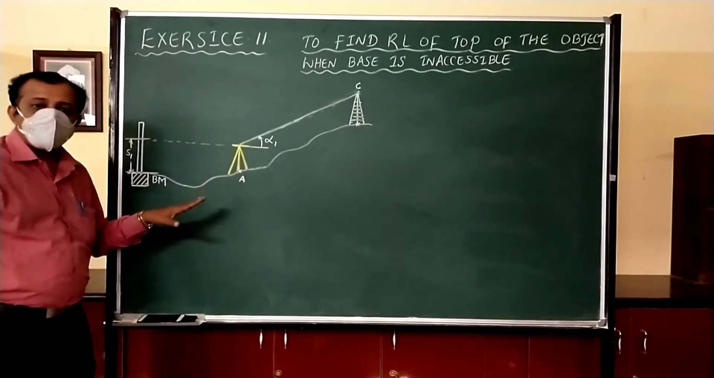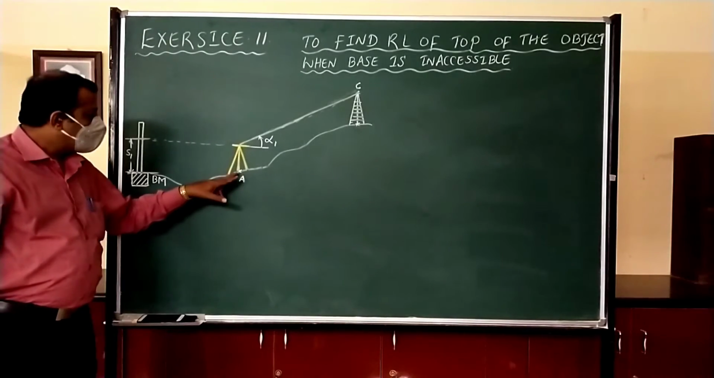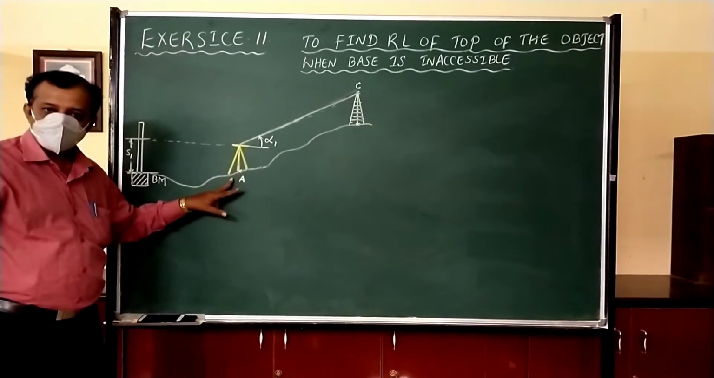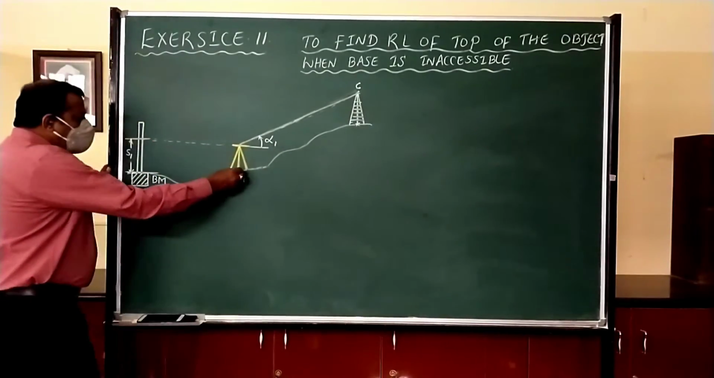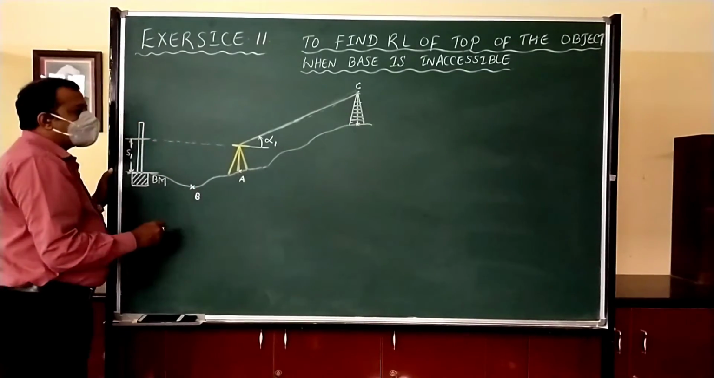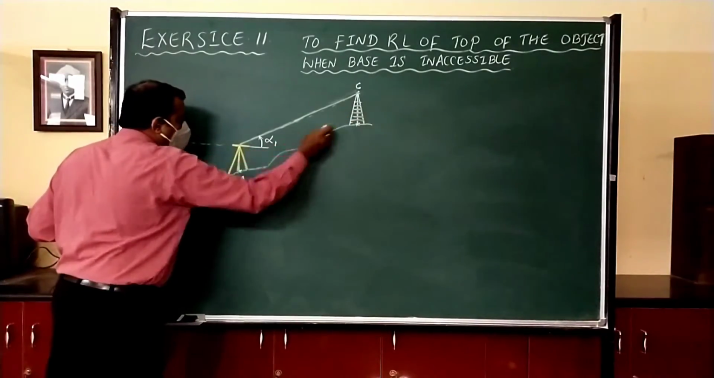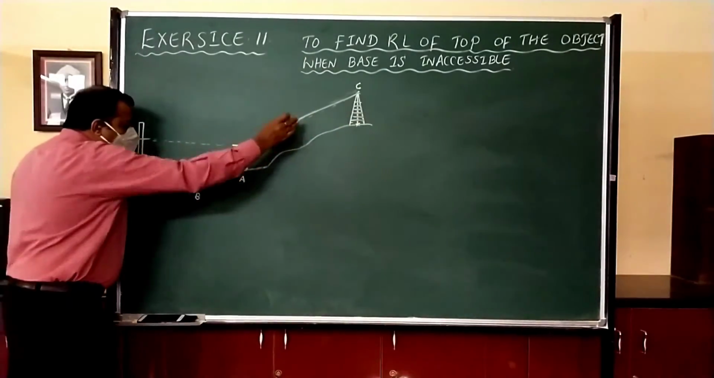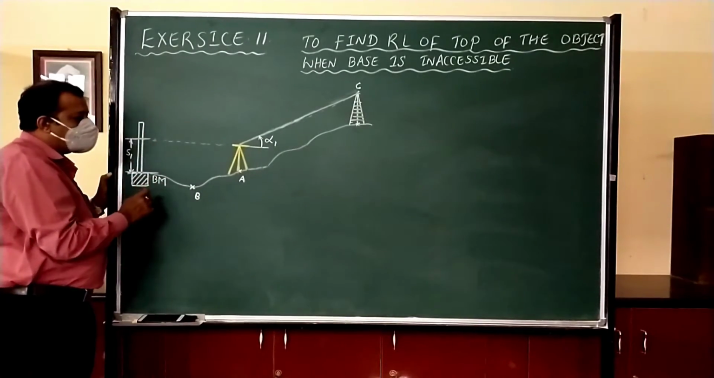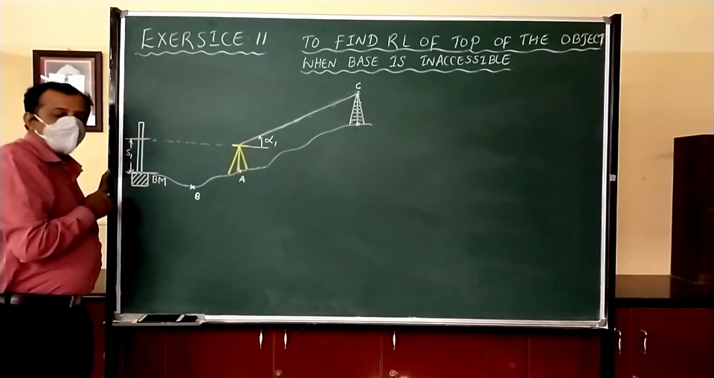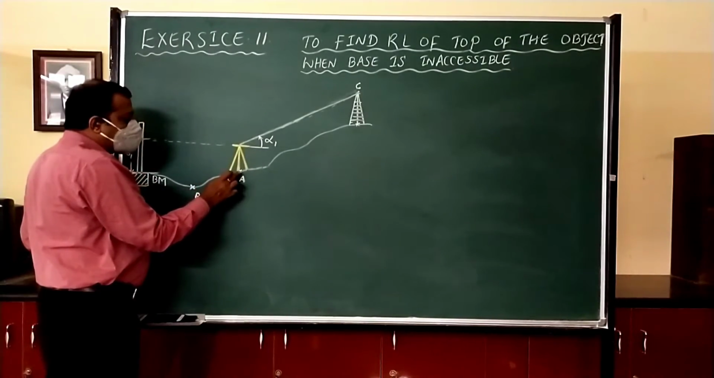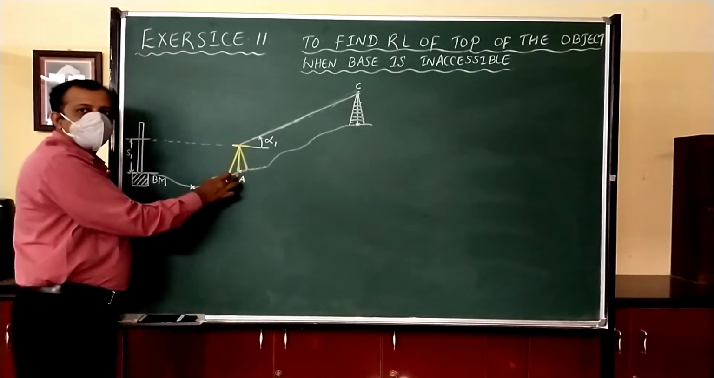So how are we going to carry out the single plane method? After making all the observations from station A, now we have to select station B. We have to select station B along the same line of AC, along the same plane, another point, station B. Now, how to select station B along the same line? First, we have the instrument at station A.